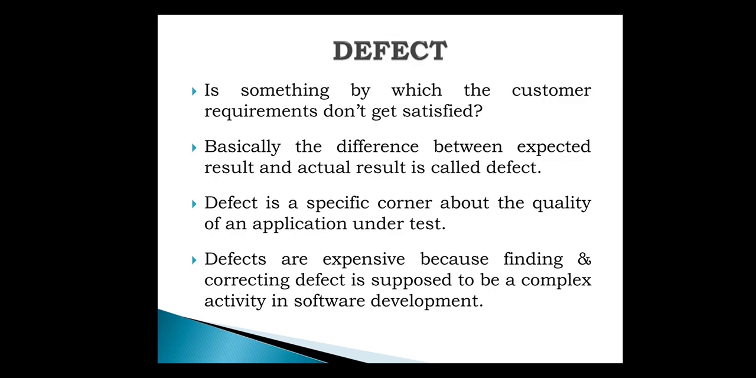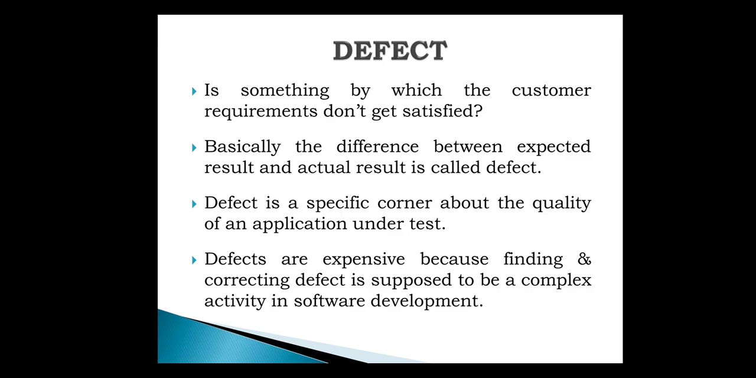Basically, something which creates a problem while we are developing an application is called a defect, and a defect is identified by a developer, right? So it is something by which the customer requirement doesn't get satisfied. Basically, the difference between expected result and actual result is called a defect.